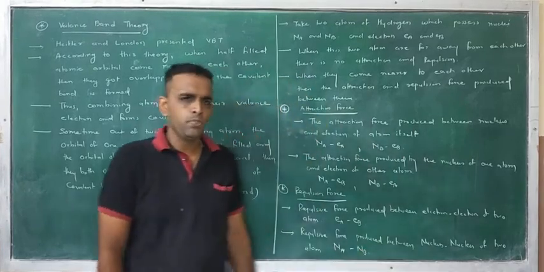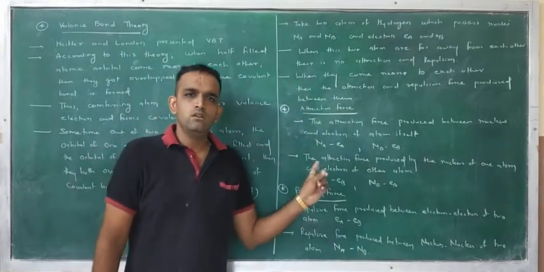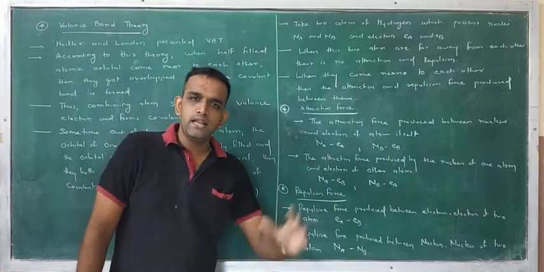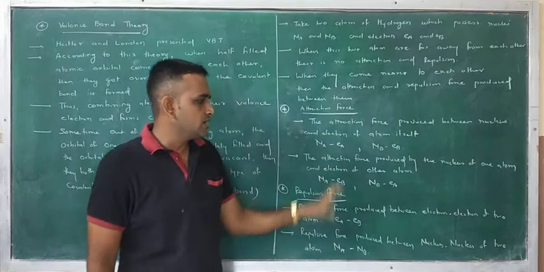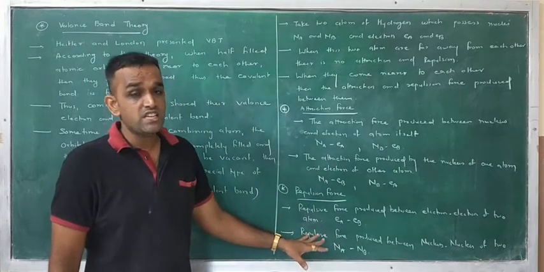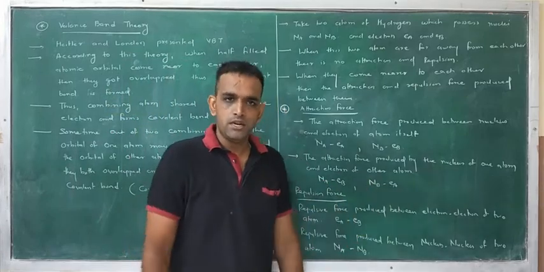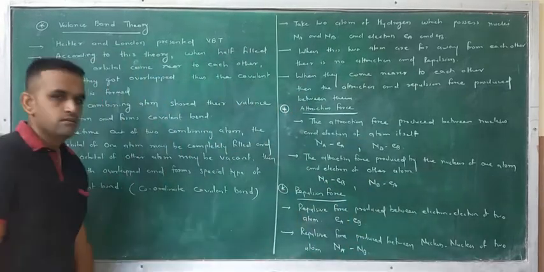You all know that between electron and nucleus there is an attraction, whereas between nucleus and nucleus, or electron and electron, there is a repulsion. So these are the attraction and repulsion forces which can be produced when the two atoms come close to each other. Understand? So write down all these things.